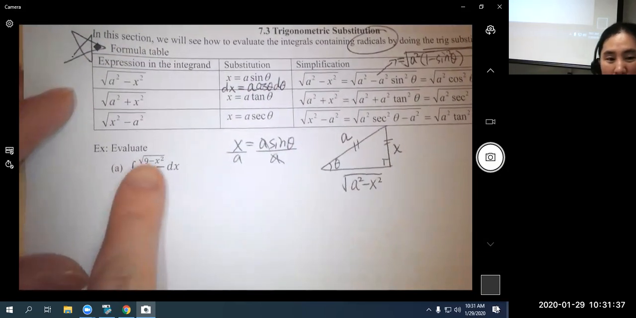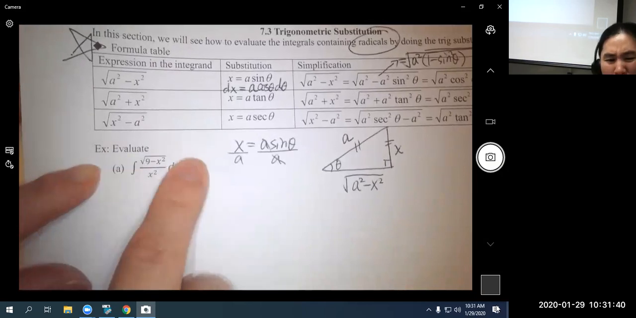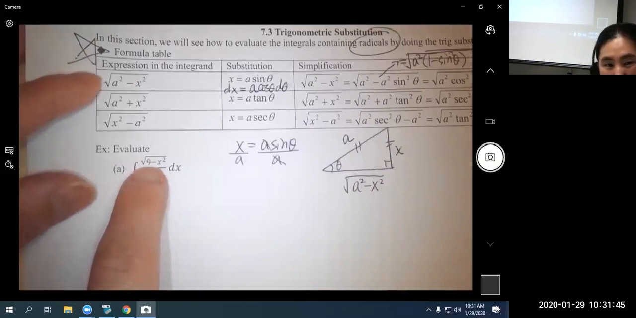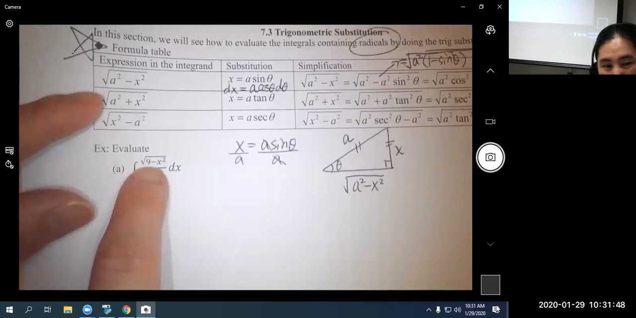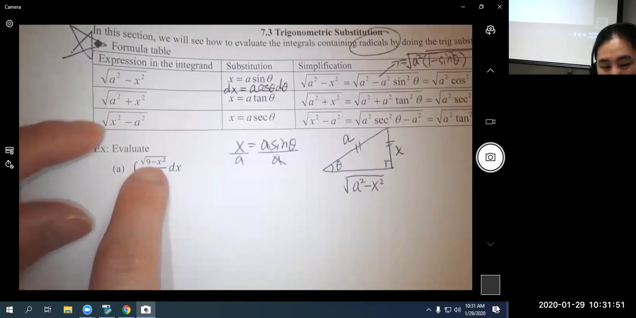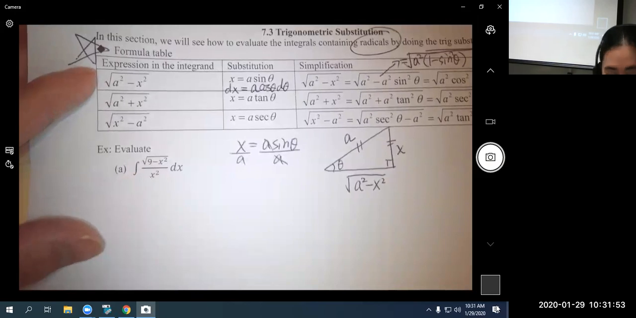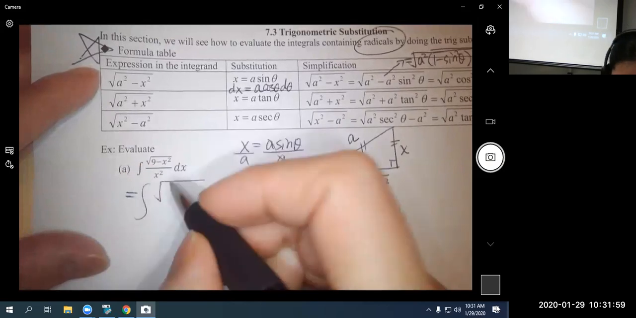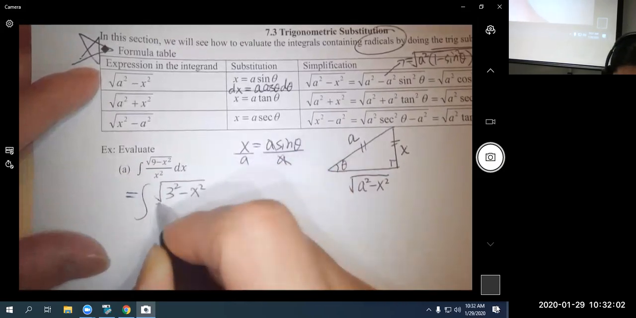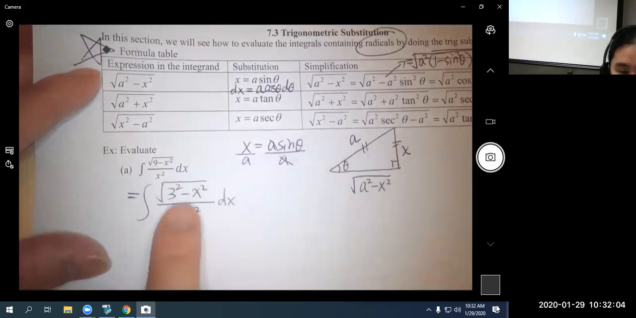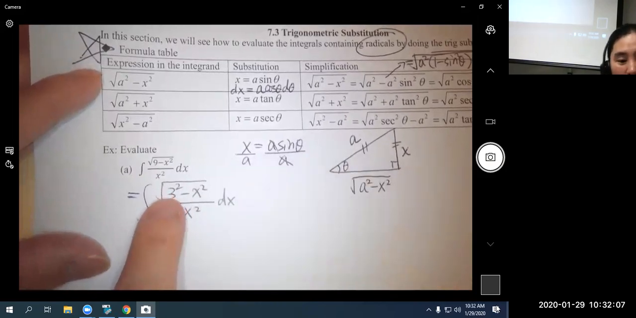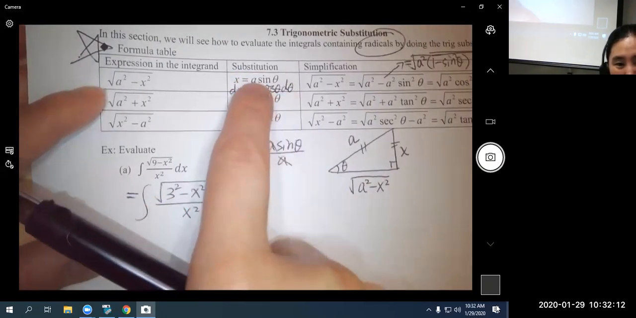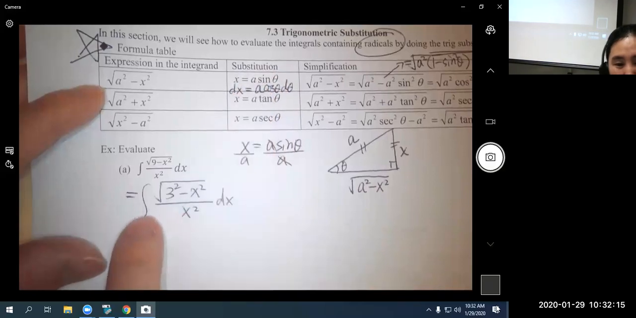All right, now let's look at the specific question. How do we find this integral? Now let's check the radical. Which case? Case 1, 2, or 3? Which case? The first one, okay? The first one. And then what is the value of a? 3. Yes, you're right. So a equals 3. What substitution should we do?